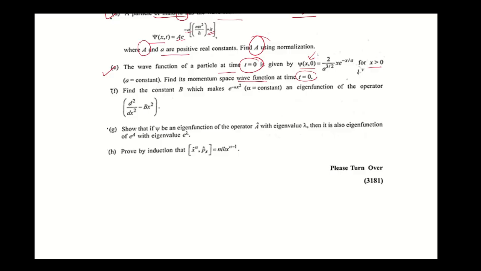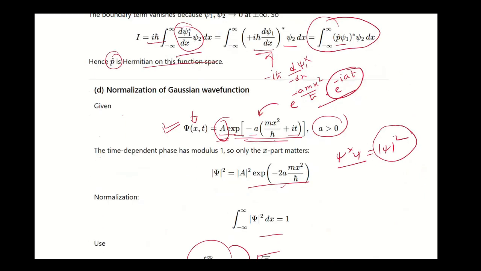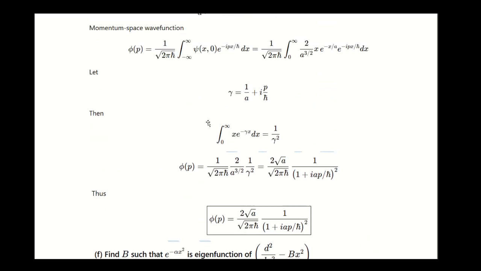At t equals to 0 we have to find the wave function in momentum space. That means we have to take the Fourier transform of the given wave function, from position space to momentum space. To convert the wave function in position space to momentum space, we have to take the Fourier transform of this wave function, which is in real space or real configuration space. Then let's go to the answer, question E.